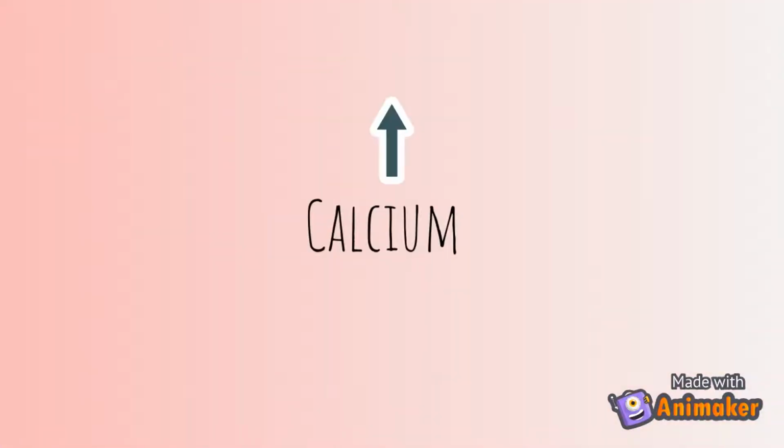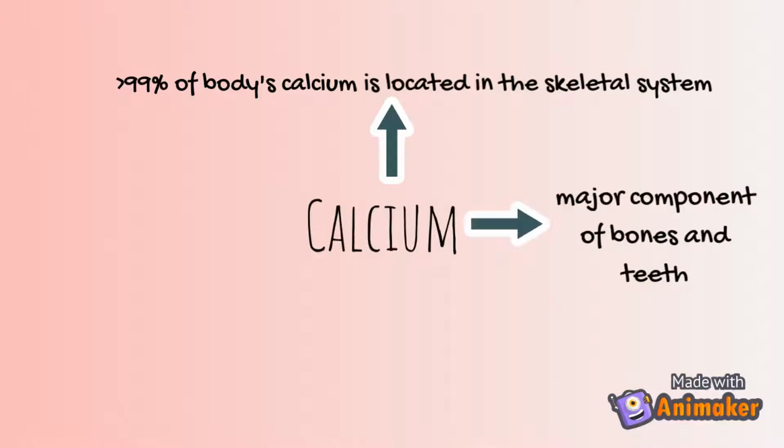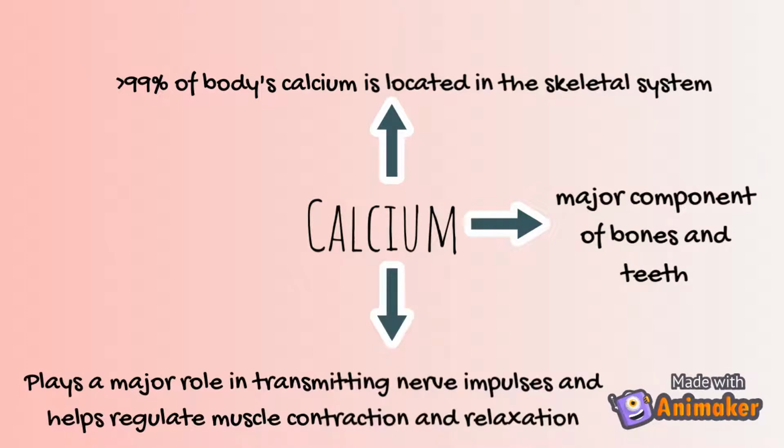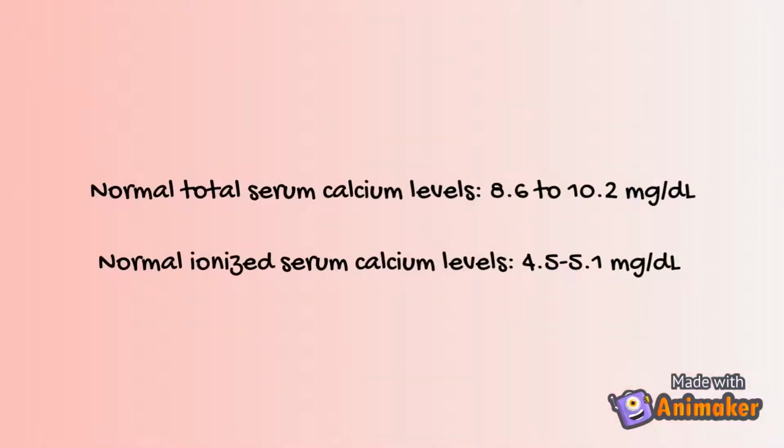So what is calcium? More than 99% of the body's calcium is located in the skeletal system. It is the major component of the bones and teeth. It plays a major role in transmitting nerve impulses and helps regulate muscle contraction and relaxation, including the cardiac muscles. And it activates enzymes which create chemical reactions in the body. The normal total serum calcium level is 8.6 to 10.2 milligrams per deciliter, and the normal ionized serum calcium level is 4.5 to 5.1 milligrams per deciliter.